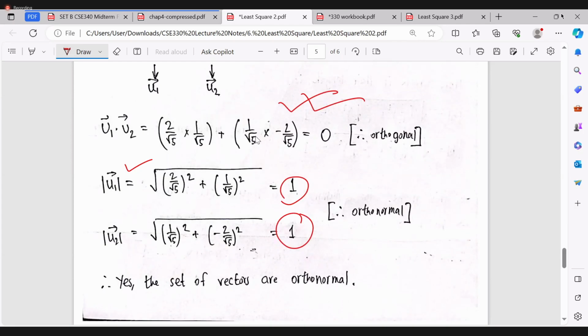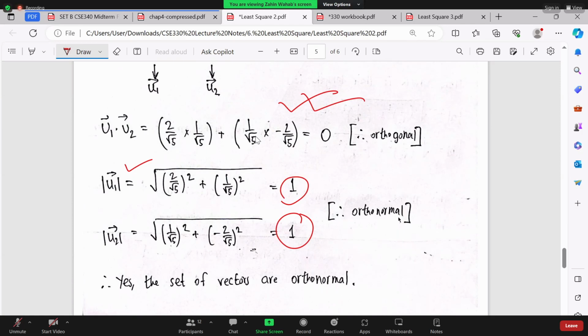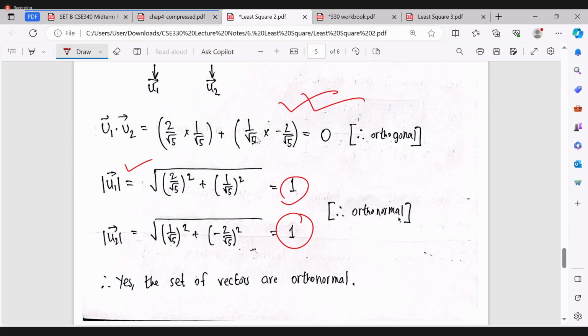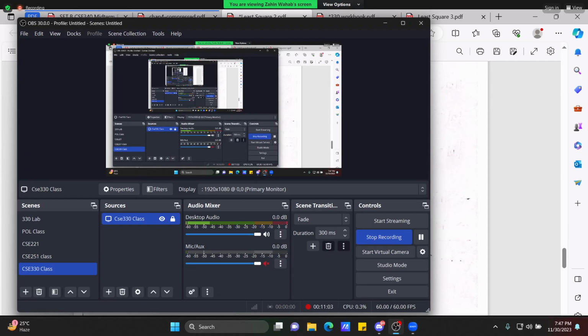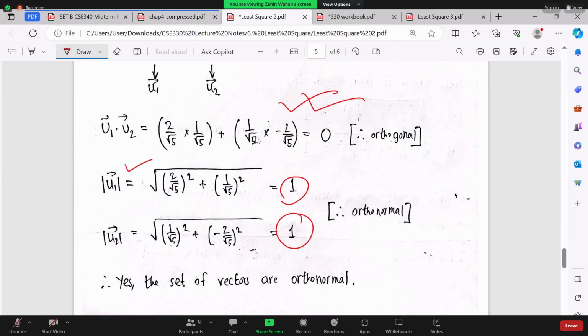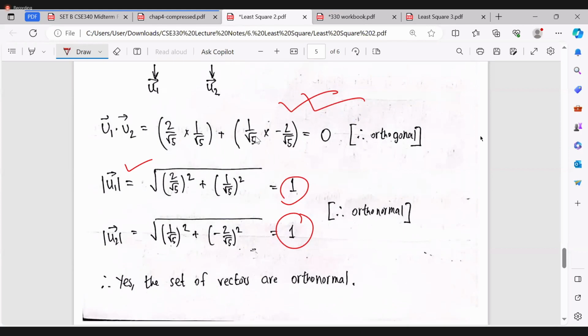The question may come: prove that the set of vectors is orthonormal. Then you just prove it, yes or no. If the question asks you, if the set is not orthonormal, then make it orthonormal. So how do you make it orthonormal? By dividing each of the vectors by their magnitude.